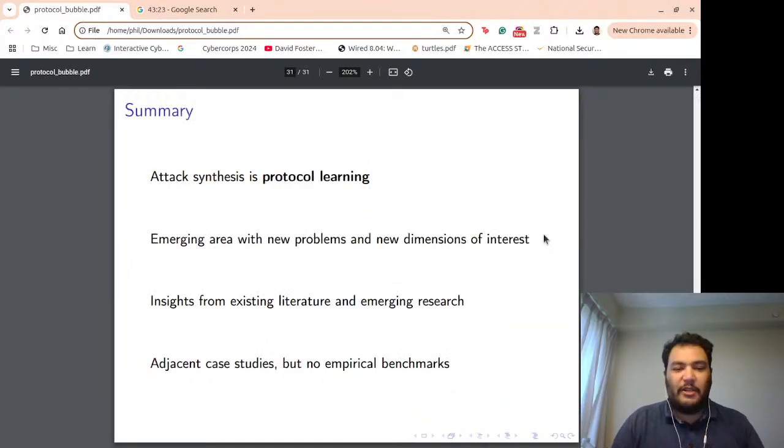Okay, so the big picture is to synthesize an attack on a protocol. That is the problem of protocol learning, and there are methods for it. This is an emerging area with a bunch of new problems and new dimensions of problems of interest. There's a lot of intuition that we already have that comes from existing literature about why we think solutions exist, what shape these things would have, what kinds of methods we want to design. There's a lot to pull from in existing literature, but a lot of this is emerging research.